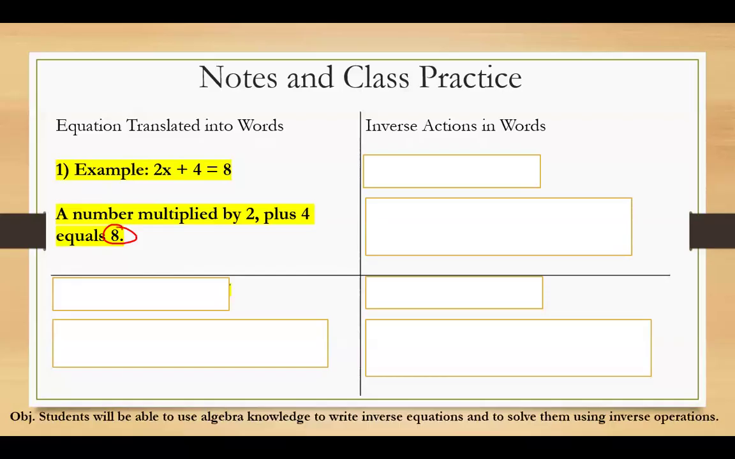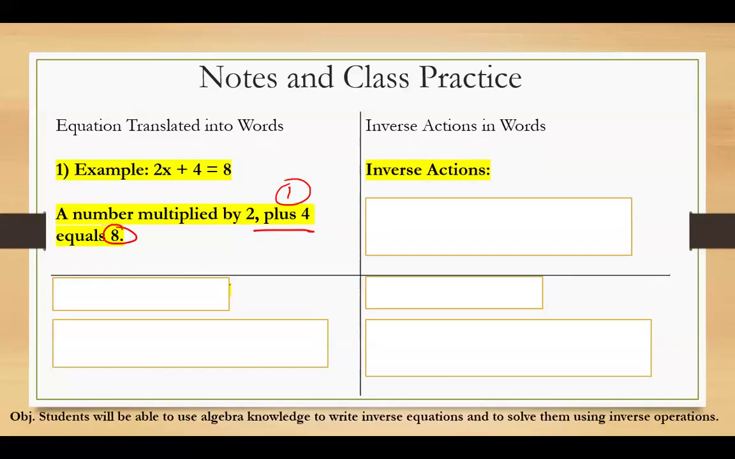Does that make sense? So when I'm doing the inverse of that, my inverse actions would start with 8. And what am I going to do to 8? What's the first thing that I'm undoing? First thing is to undo the plus 4, which would be minus, right? And what is the result of a minus called? The difference.